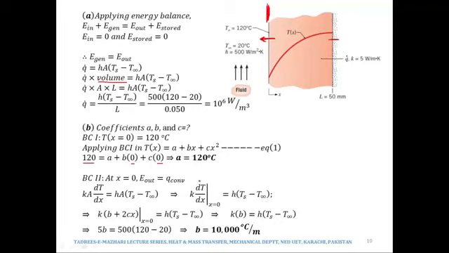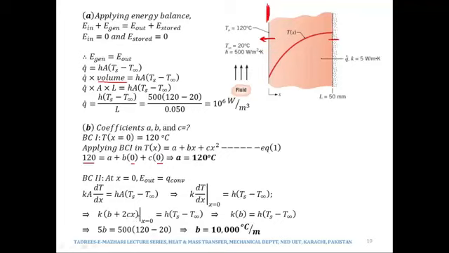So k times dT/dx means b plus 2cx. If we differentiate T, which is a plus bx plus cx squared, we will get b plus 2cx, and it will be evaluated at x equal to 0. The right hand side remains the same.